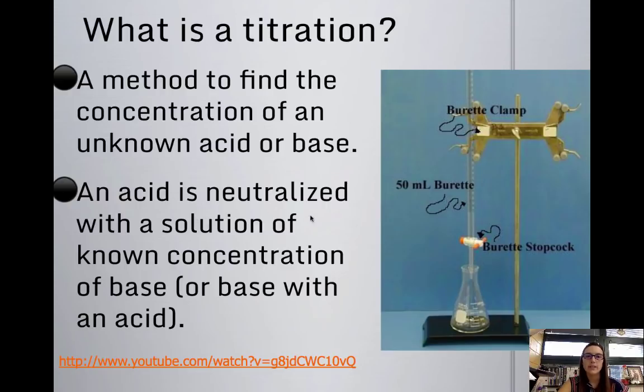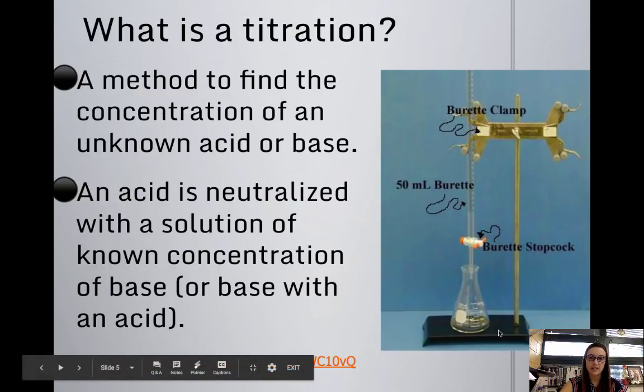So the next thing that we're going to look at is the actual lab technique that's called titrations. So a titration is a method to find the concentration of an unknown. Now in lab, we will be looking more than likely at the concentration of an unknown acid. And what you do is you will take an acid and a base. Typically your base is going to go into the burette. Your acid is going to be down here in this Erlenmeyer flask. And what you're going to be doing is you're going to be neutralizing it. So you're going to put it through a neutralization reaction.